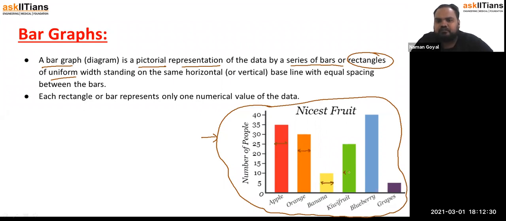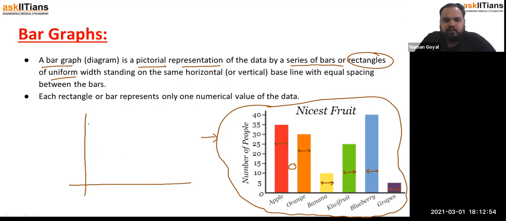Height can be different, right? The height of the bar totally depends on what? It totally depends on the data, right? But the width is always constant, and the space between two bars also remains constant. Okay, standing on a horizontal line or a vertical line. See, in this bar graph the bars are standing on a horizontal line, and we can also draw the bar graph in which the bars are standing on a vertical line like this. We can draw the graph like this also, right?